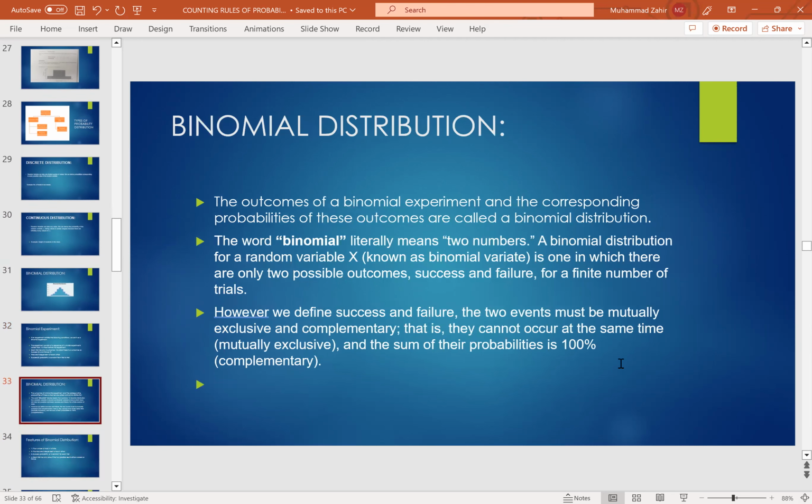Binomial distribution. The outcomes of a binomial experiment and the corresponding probabilities of these outcomes are called a binomial distribution. The word binomial literally means 2 numbers. A binomial distribution for a random variable x, known as the binomial variate, is one in which there are only 2 possible outcomes, success and failure, for a finite number of trials. However we define success and failure, the 2 events must be mutually exclusive and complementary. That is, they cannot occur at the same time, which is mutually exclusive, and the sum of their probabilities is 100%, which is complementary.